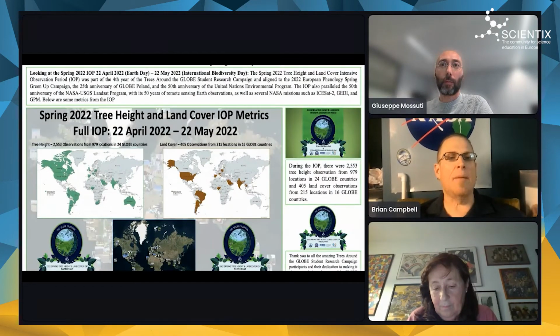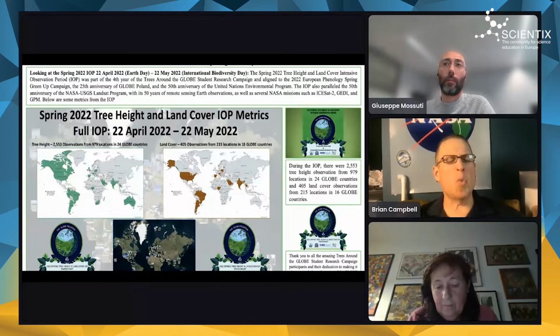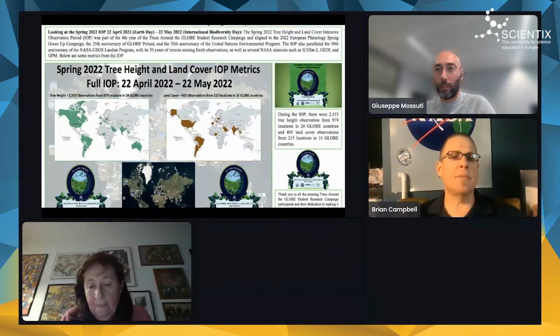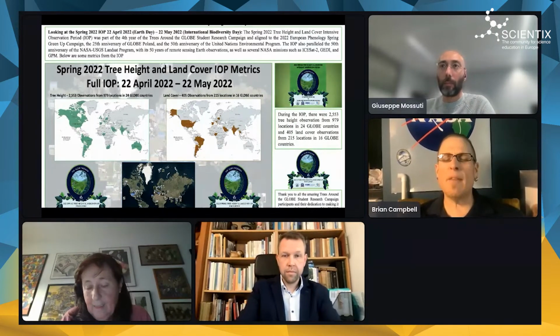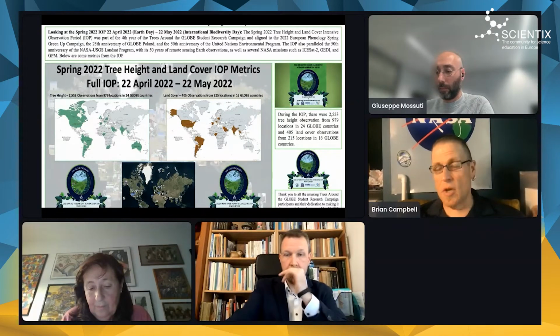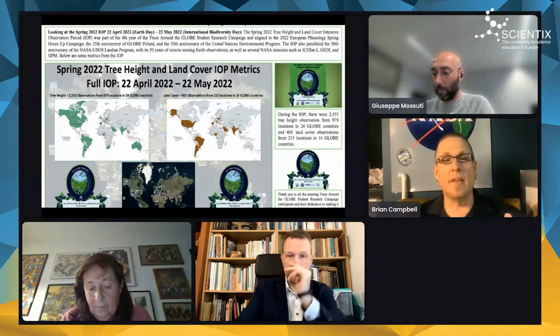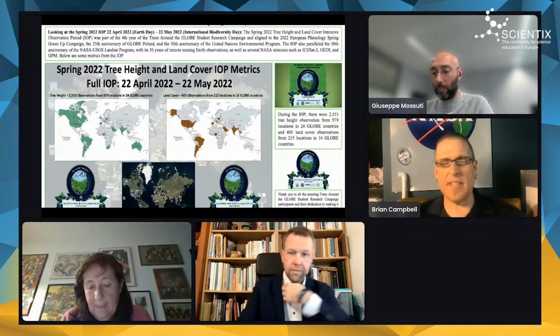We had the spring 2022 tree height and land cover intensive observation period for this campaign, where we had over 2,500 tree height observations coming in from over 24 GLOBE countries, and we have over 400 land cover observations coming in from 16 GLOBE countries. So this is one of the first things we did in year 4, to get as many observations as we can in a short amount of time.